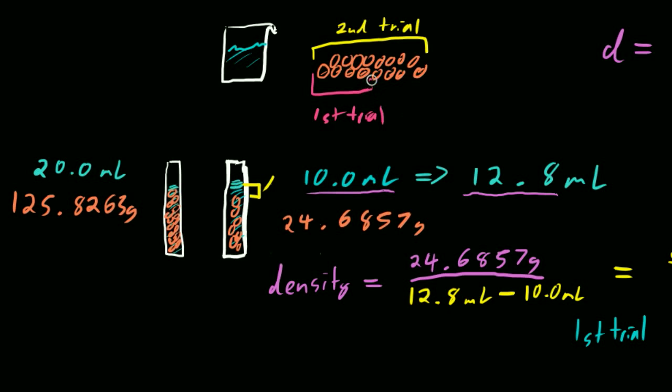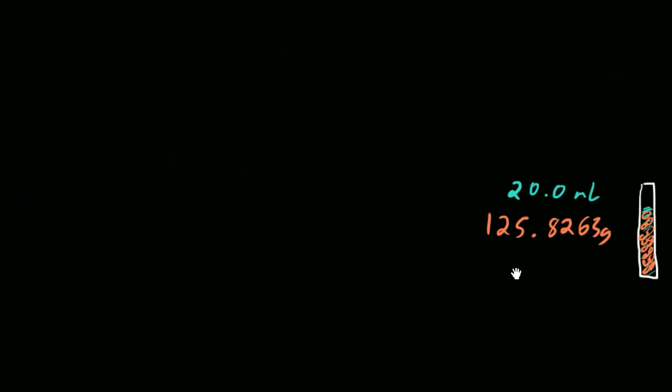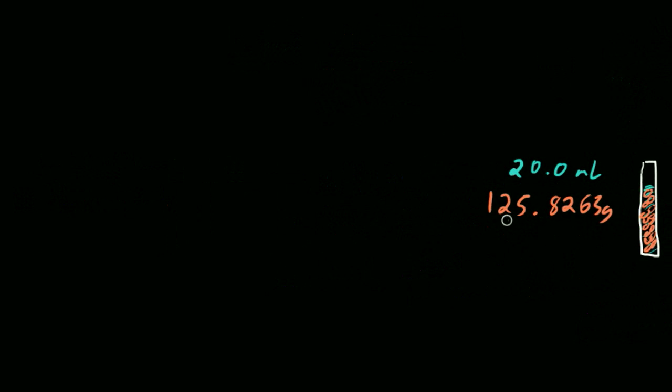So it's more like if our first trial was maybe something more like that amount, and our second trial was going to be all of the metal shot. So our mass for the second trial is going to be 125.8263 grams, and we put that into our graduated cylinder, and the water goes up by some amount.